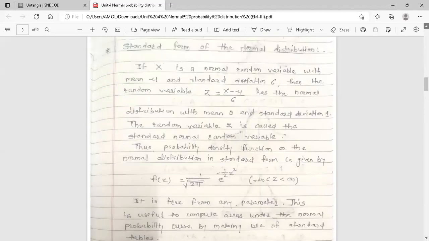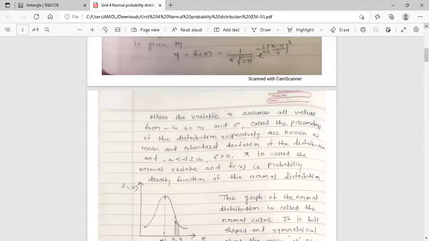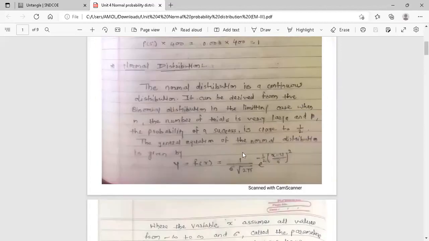Why is it like this? See, this is the general equation of the normal distribution. Now we have converted x in terms of z, so your function is f of z is equal to 1 upon sigma. When we introduce z, the standard normal variable, the value of standard deviation is 1, so sigma is 1. And the value of mu is 0, mean is 0.